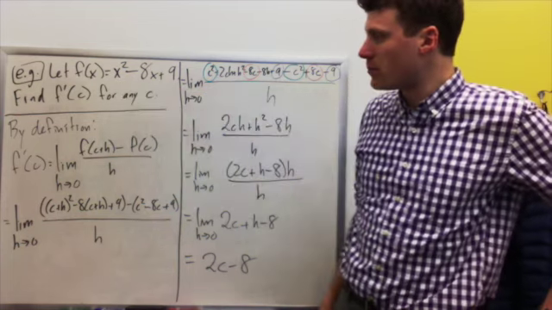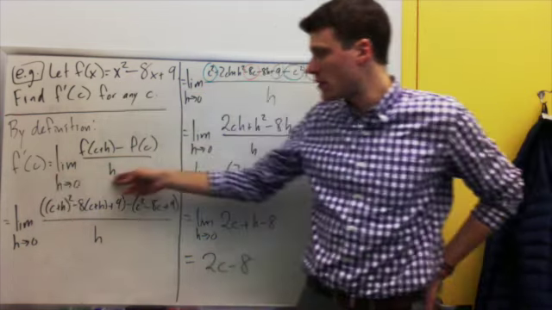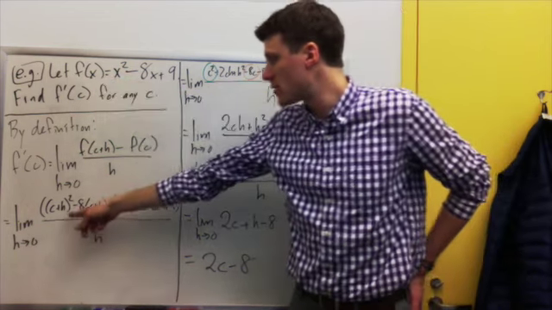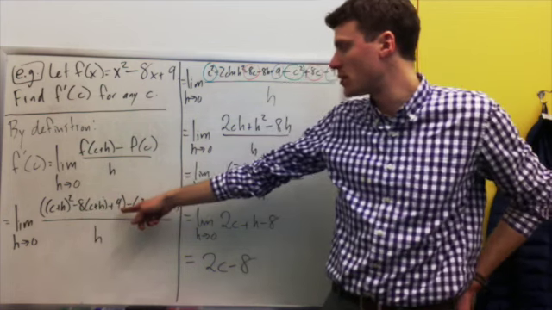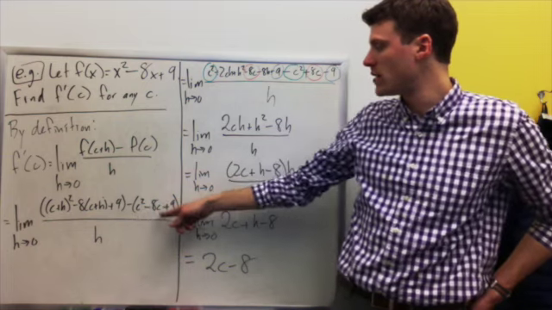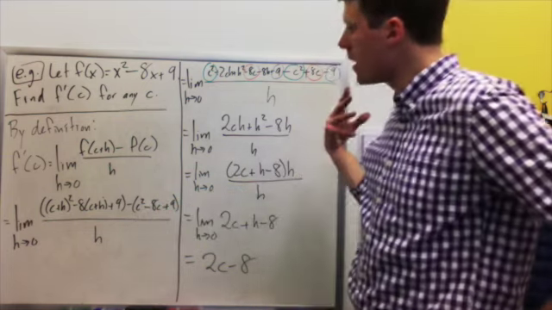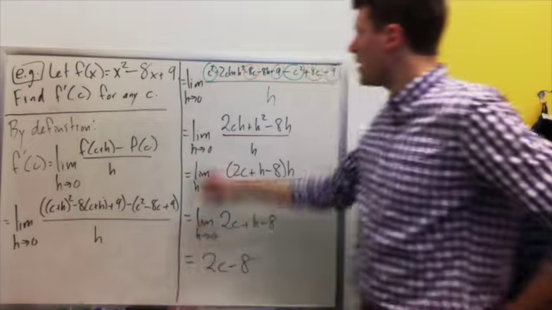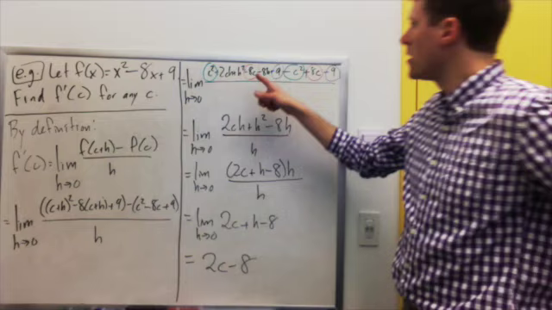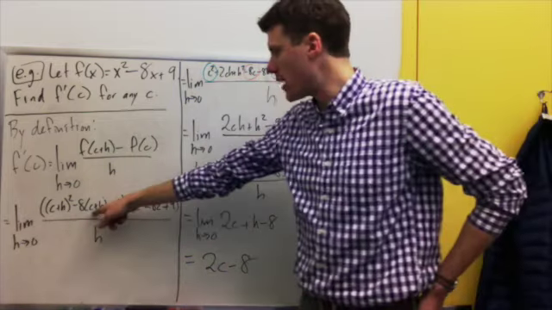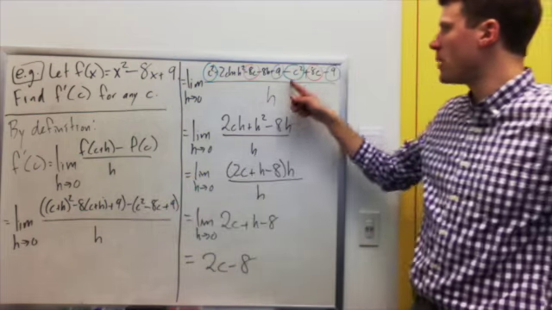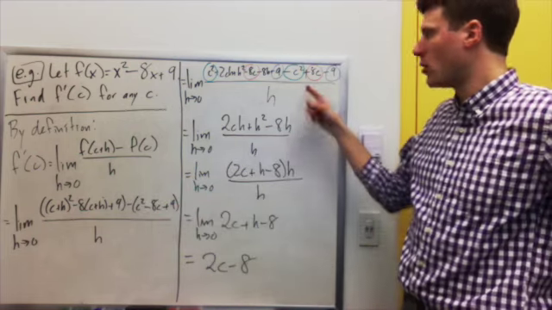By definition, f prime of c is given by this formula, and I plug in c plus h into f of x to get (c plus h) squared minus 8 times (c plus h) plus 9. And then I plug in c into here, and I subtract that quantity, c squared minus 8c plus 9, divided by h. Now I'm going to multiply this all out, and I'm left with c squared plus 2ch plus h squared coming from that, minus 8c minus 8h coming from that, plus 9. And then I distribute the negative through this expression to get minus c squared plus 8c minus 9 over h.